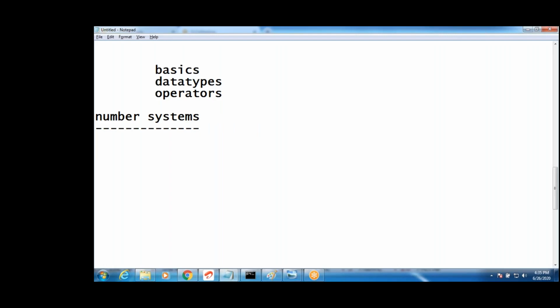Types of numbers, guys. We have 4 types of numbers. What are those four types of numbers? Now I'll discuss. One is binary number, octal numbers, decimal numbers, and hexadecimal numbers. We have 4 types of numbers.